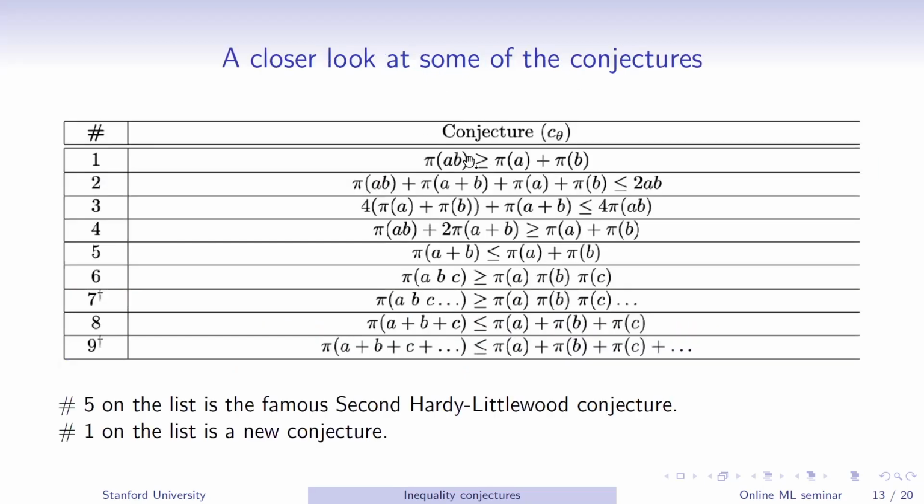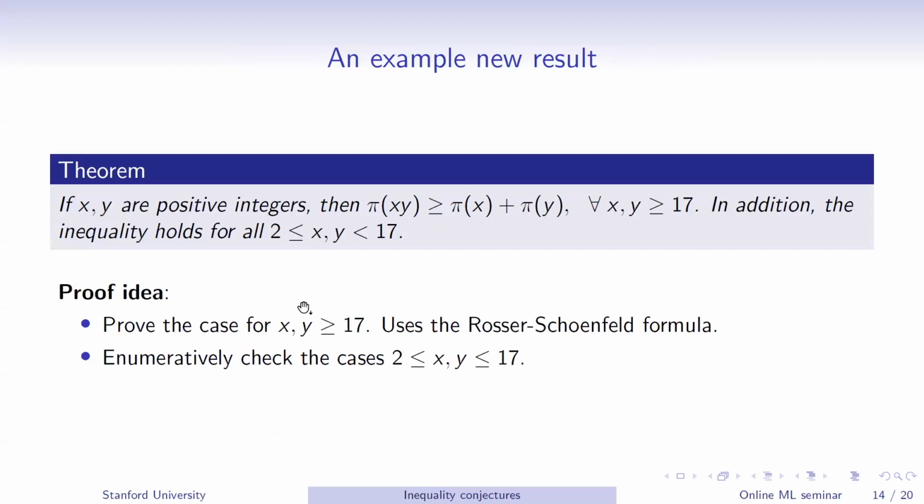We had basically checked everything up to 10,000 and this was true. And then we decided, okay, let's try to see if we can prove it. And this is one of the cases that we could prove. So how does the proof work? For x, y greater than or equal to 17, you use the Rosser-Schoenfeld formula. And then you enumeratively check these particular cases.